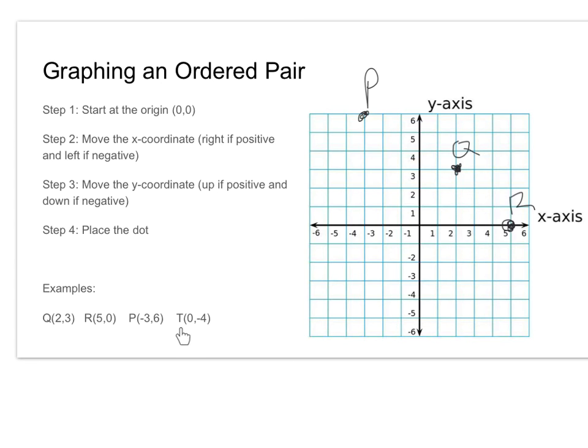And our last example, T, is (0, -4). We're starting at the origin. We're not leaving the origin yet because 0 is the x coordinate, so we're not going left or right. We're going 0. We're not moving. Then -4 tells us that we're going to go down because it's -4 units. So you're staying on the origin and then going down 4.